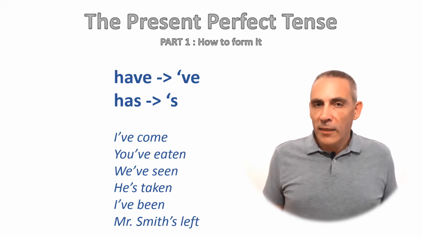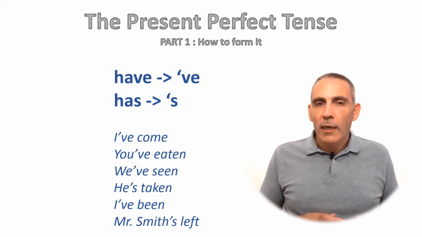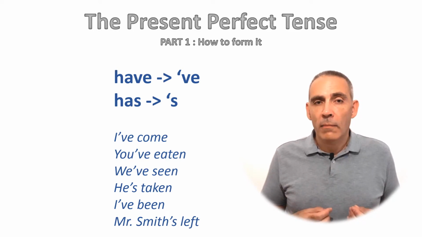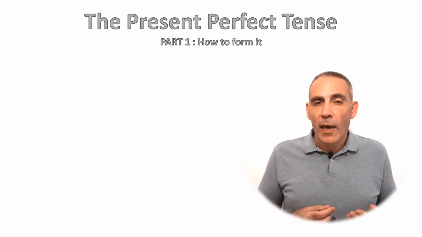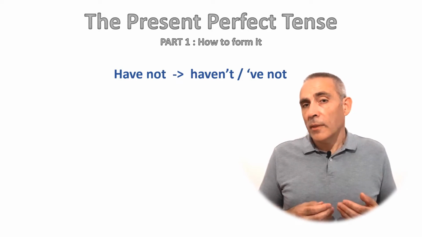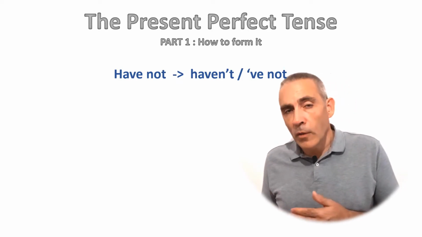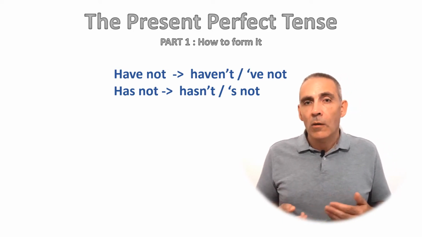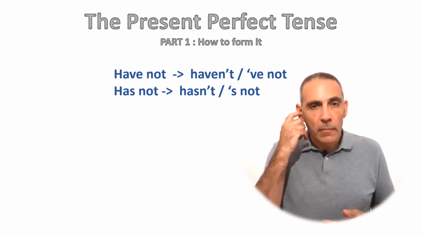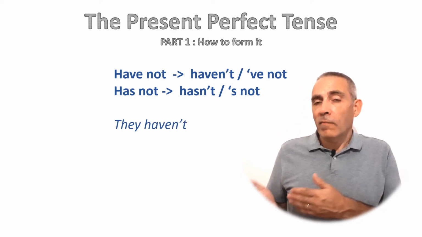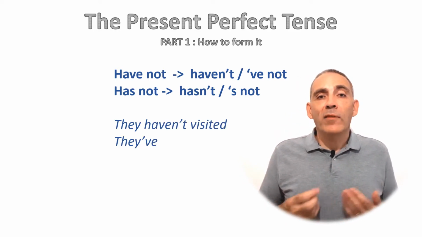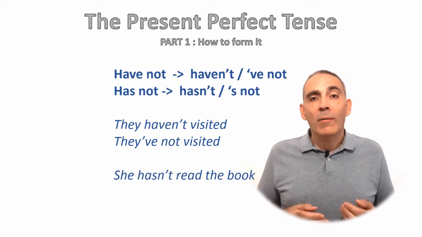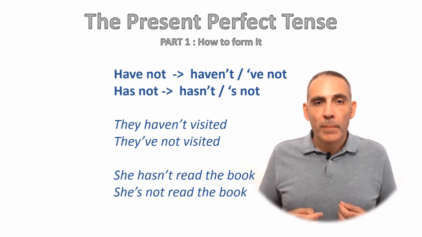With the negative abbreviation, there are two possibilities, and both are okay. Have not becomes haven't or 've not. Has not becomes hasn't or 's not. They haven't visited or they've not visited. She hasn't read the book or she's not read the book.